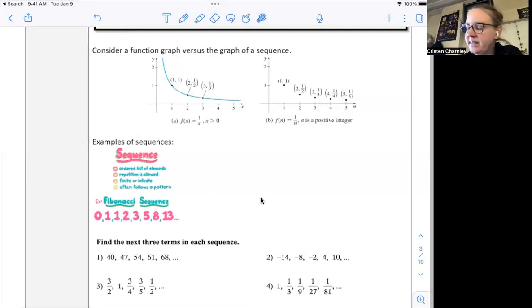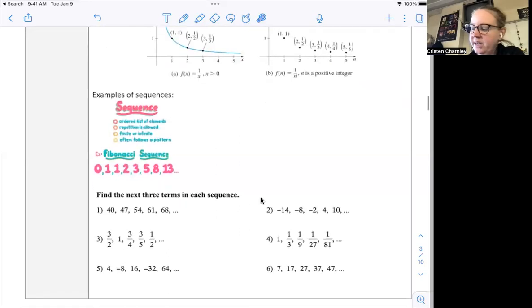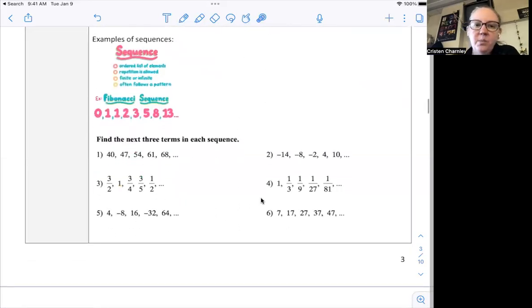So examples of a sequence, and these are the type that you would have seen earlier in your math careers. We have an ordered list of elements. You can have repetition. I know in domain and range, you have to look out for repetition. Repetition's okay. It can be finite or infinite. Those 3 dots mean it continues forever and ever. It often follows a pattern. We'll be looking at things that do follow a pattern.